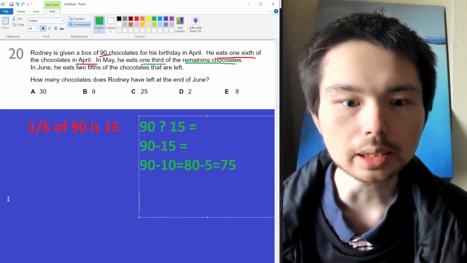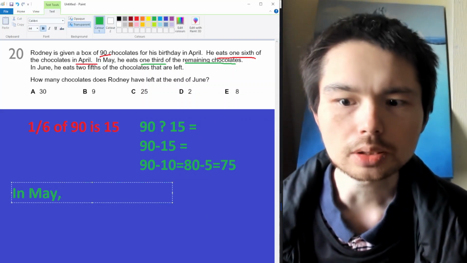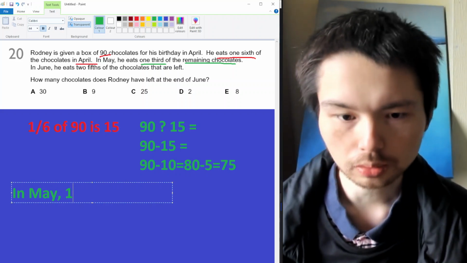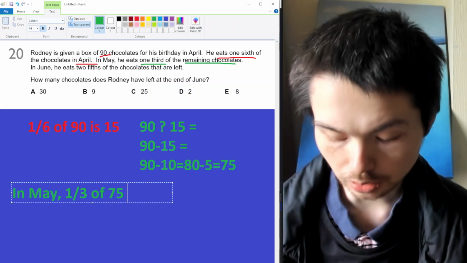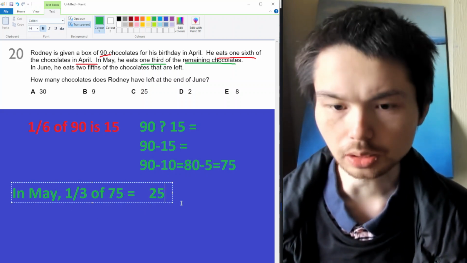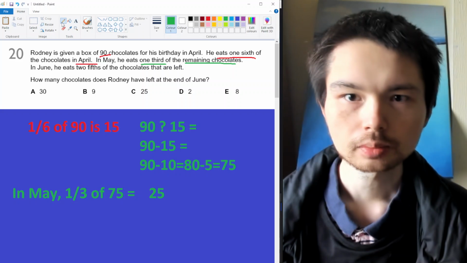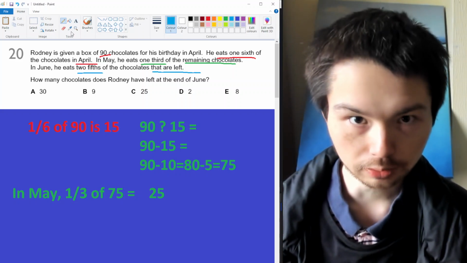So what are we saying? In May, this person eats 1/3 of what is left. So that means 1/3 of 75. 75 divided 3 is 25. In June, he eats 2/5 of the chocolates that are left.